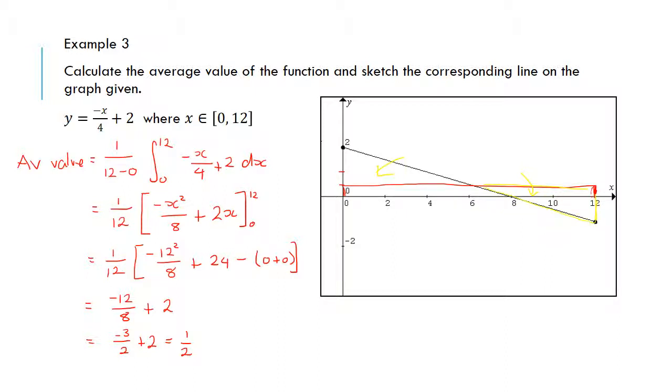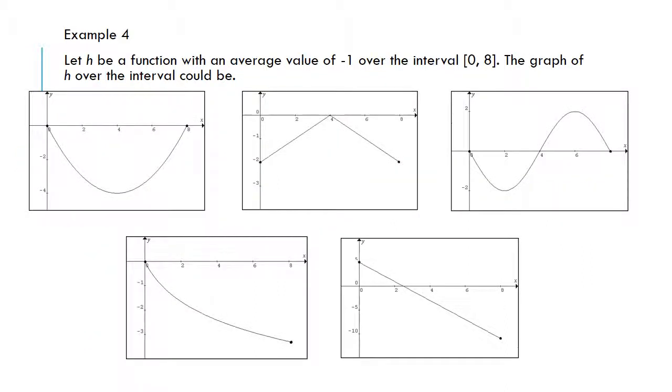Let's have a look at one final type of example in this particular situation. Okay, so looking at this next option here, in this case we're saying h is a function with an average value of negative 1, and we need to figure out which graph this could be. So if I'm drawing the line negative 1 along here, I'm saying that I want the area in this blue rectangle to be equal to the area under the curve. Hopefully you can see that is not going to be the same.